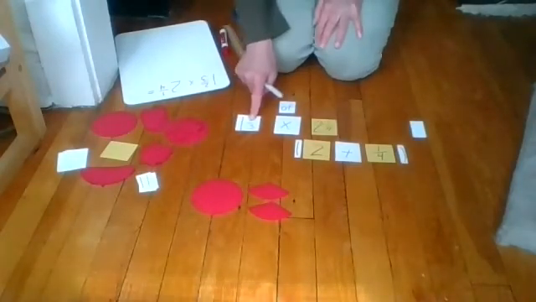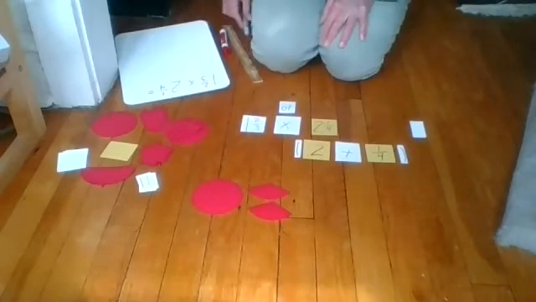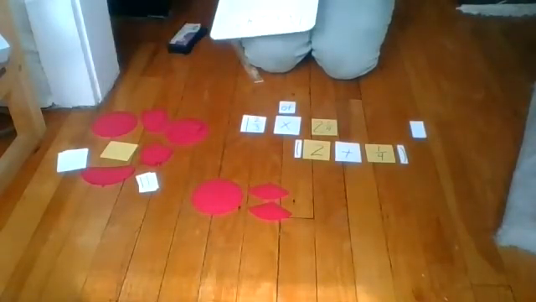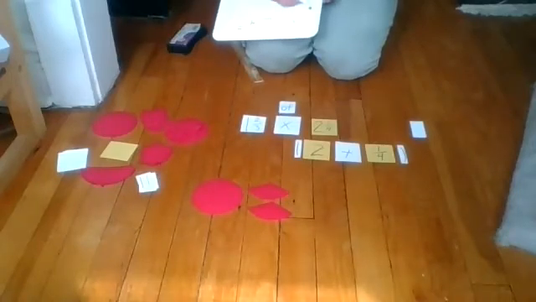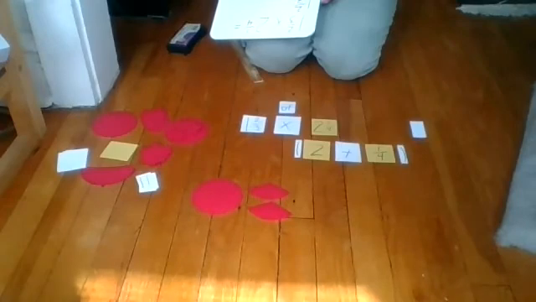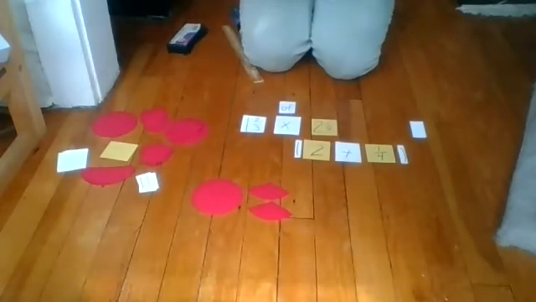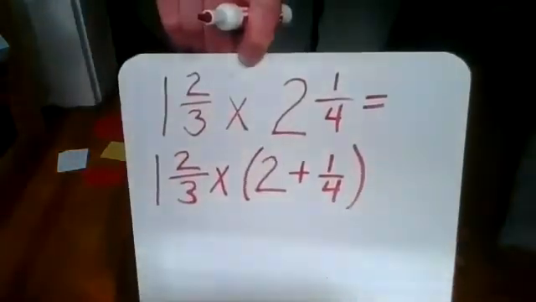Now, the next thing I'm going to do is start by multiplying just part of this times my 1 2/3. Before I do anything, though, I'm going to record what I just did on the whiteboard so you can follow along. So I have 1 2/3 times 2 plus 1/4. There you go.